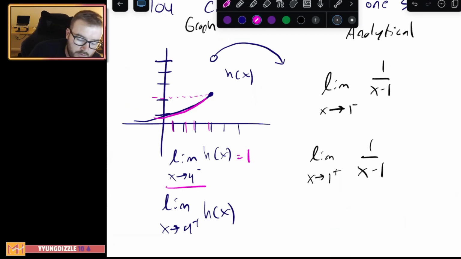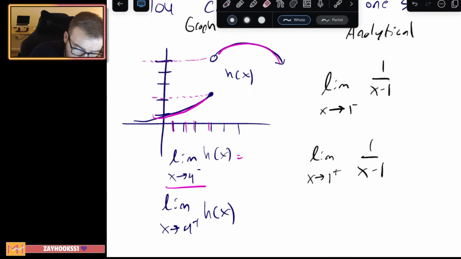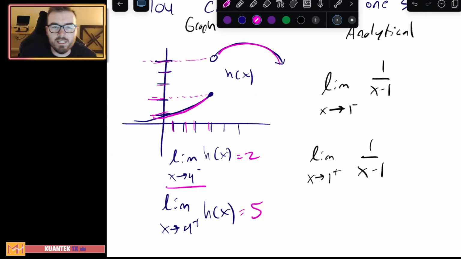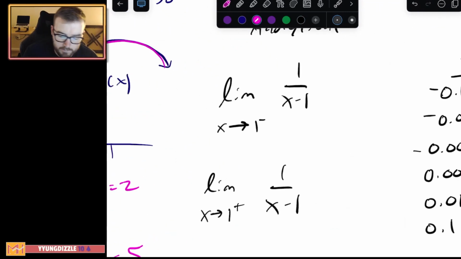But as you're approaching 4 from the right, what y value are we approaching? It looks like we're approaching 2, sorry, not 1. 1, 2. And the other one, 3, 4, 5. Looks like 5. So you can see that the graph is behaving differently on the left than it is on the right. What about if you're just given a function?